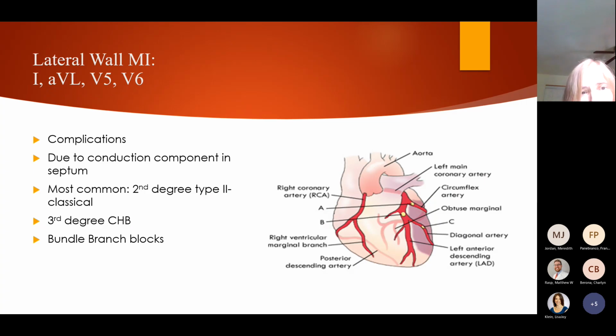Let's look at the lateral wall here. And there's a complication here, because it supplies some of the septum. So the complication would be due to conduction and septum. So you would see higher degree blocks there.